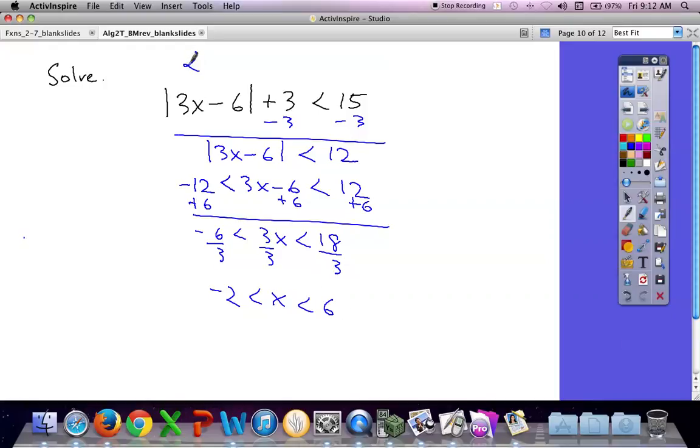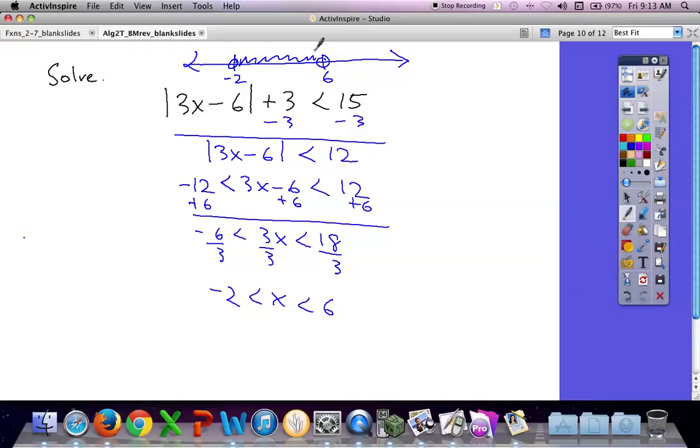So on a number line, if I graph it, and these problems, the less than and the greater than, almost always there's a graph that comes with it. Then I would have to have a negative 2 here, 6 here. They're both open circles because they were not or equal to. And the shading, so x is in between those 2, right? So the shading is here. That's the solution.